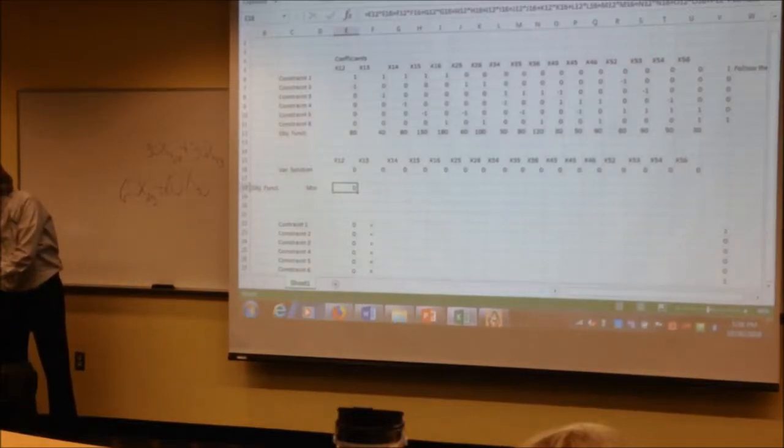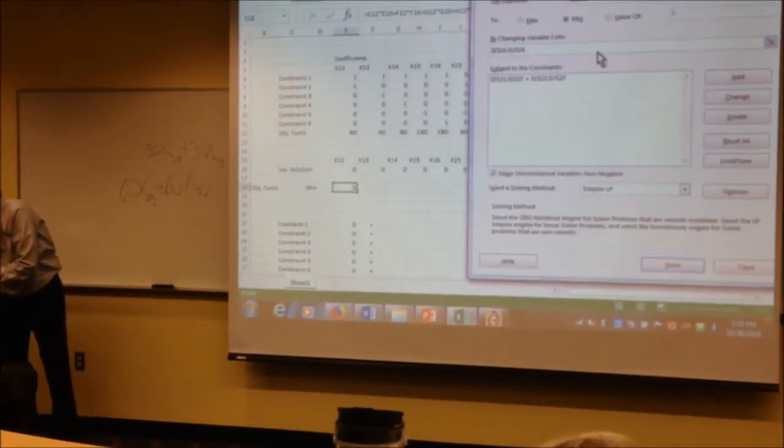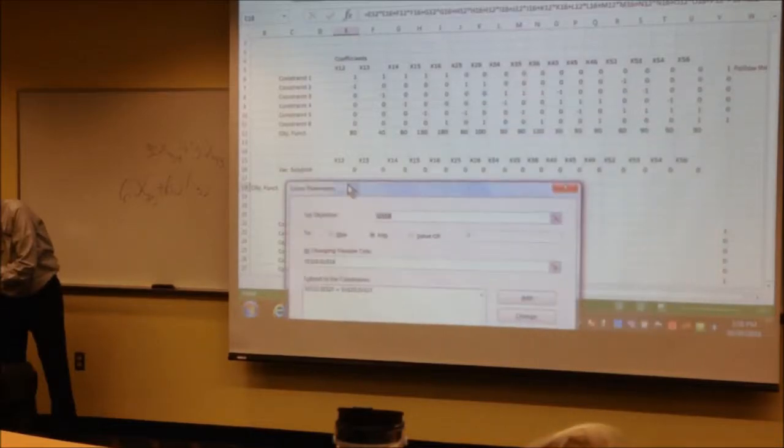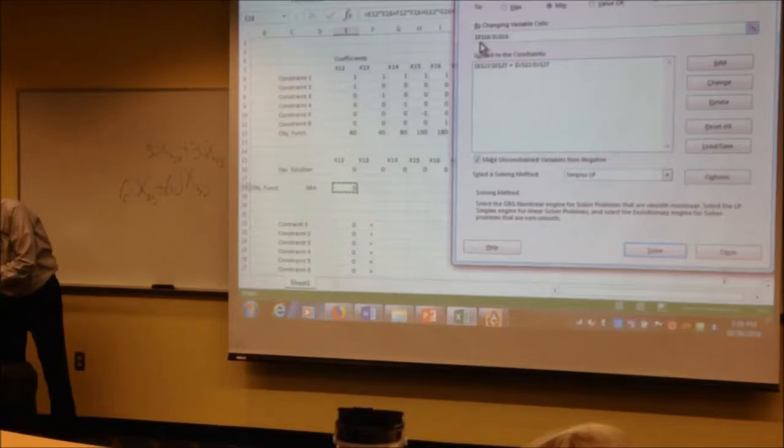Okay, here we go. I'm going to solve this, and you're going to tell me the route she's going to take. Here, the solver. Objective function should be E18. This is a min. My answers are going to be from E16 all the way to U16. Did I say U? E to U.